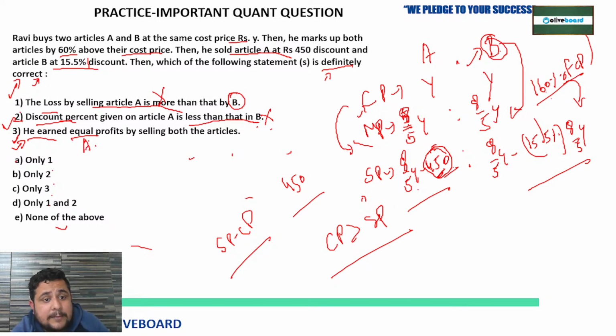So if we are unable to calculate article A's profit due to lack of data, incomplete information, so what can we say definitely? We cannot answer definitely for statement third also. So none of the above is going to follow, if we consider what is definite. I hope it is clear to you.